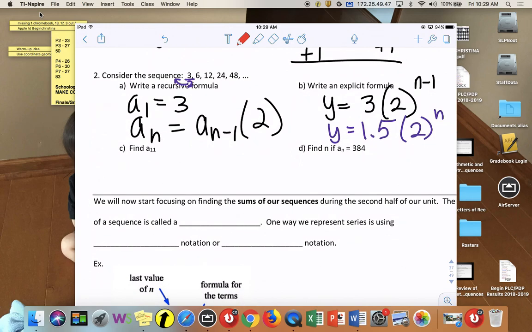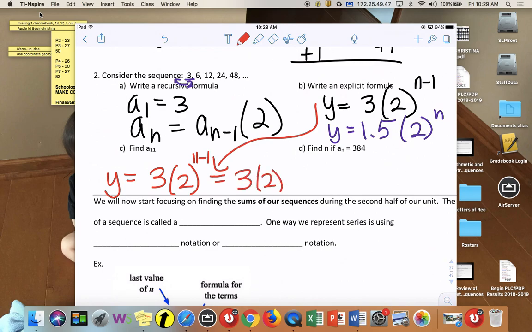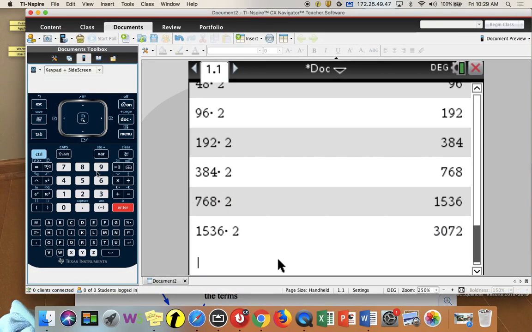The other way to do that is you could use your explicit formula. So I'll just use the first one. So 3 times 2 to the 11 minus 1 power. So that's 3 times 2 to the 10th power. We should get the same thing. So let's check and see if I hit enter the right amount of times. So 3 times 2 to the 10th power.